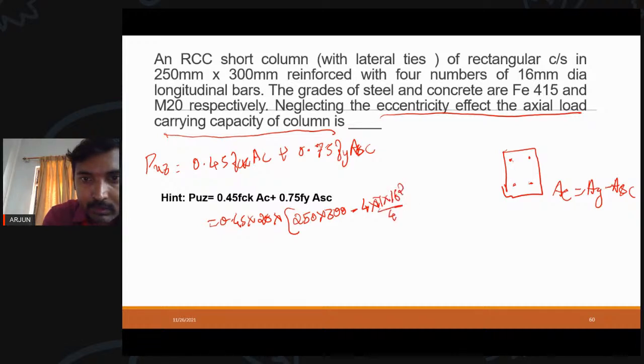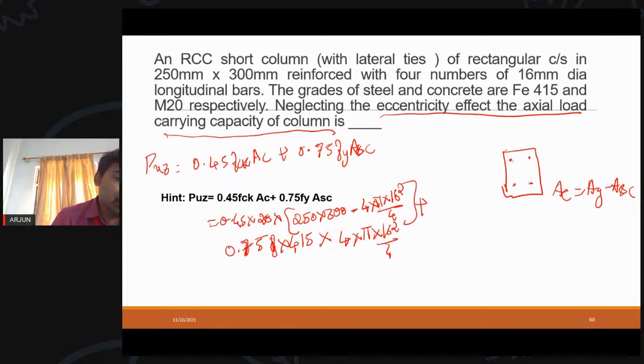4 bars of 16 mm diameter plus 0.75, Fy is 415, and the Asc value is 4 into pi into 16 square by 4.